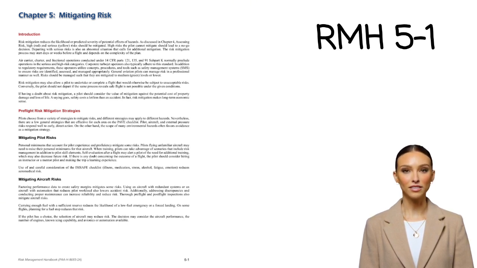Departing with serious risks is also an abnormal situation that calls for additional mitigation. The risk mitigation process may start days or weeks before a flight and depends on the complexity of the plan. Air carrier, charter, and fractional operations conducted under 14 CFR Parts 121, 135, and 91 Subpart K normally preclude operations in the serious and high-risk categories. Corporate turbojet operators also typically adhere to this standard.